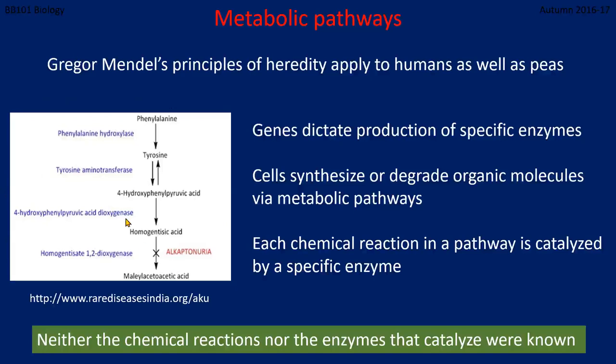In this particular diagram, what you see is phenylalanine getting converted into acetic acid. If it is not being converted, then you can say it is a disease, and it will require a particular metabolite which has to be there in the body. If your body does not have it, then you have that disease. So what one can confirm here is that a gene dictates the production of a particular enzyme, and cell synthesis or degradation of organic molecules is done by metabolic pathways, and each chemical reaction in a metabolic pathway is catalyzed by a specific enzyme.